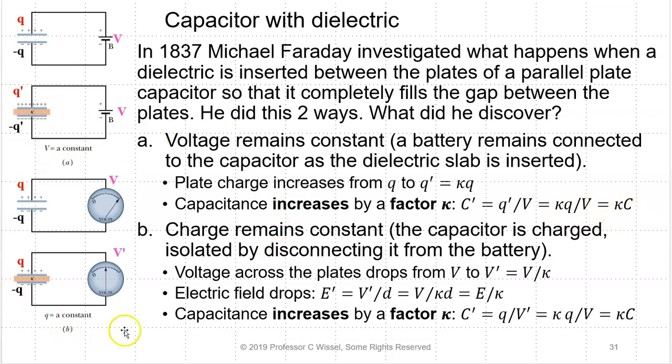The other way he did this was to charge up the capacitor and then disconnect it from the battery and isolate the capacitor, in which case the voltage across the plates would drop from V to V prime, which equals V over kappa. The electric field drops, E prime equals V prime over D, which equals V prime divided by kappa D, which equals E over kappa. The capacitance increases by a factor of kappa. C prime equals Q over V prime equals kappa Q divided by V equals kappa C. In this case, also in part B, the charge doesn't change. The amount of charge stays the same because the capacitor is isolated.